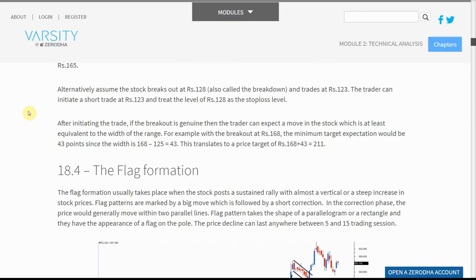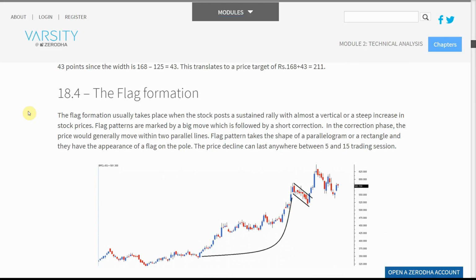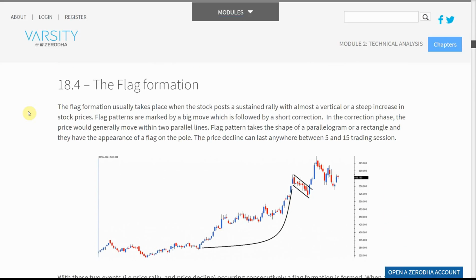18.4 The flag formation. The flag formation usually takes place when the stock posts a sustained rally with almost a vertical or a steep increase in stock prices. Flag patterns are marked by a big move which is followed by a short correction. In the correction phase, the price would generally move within 2 parallel lines. Flag patterns take the shape of a parallelogram or a rectangle and have the appearance of a flag on a pole. The price decline can last anywhere between 5 and 15 trading sessions.